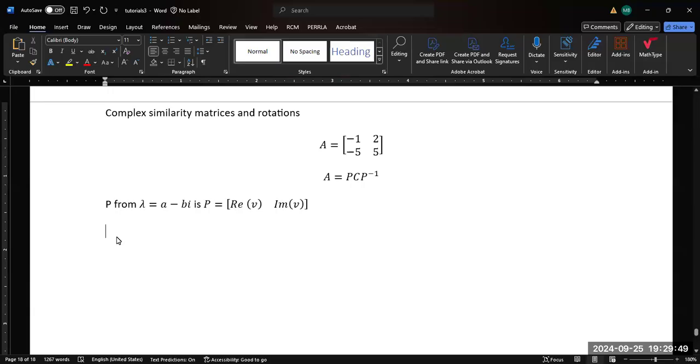All right, so in this video, we're going to be talking about complex similarity transformations that will turn your matrix into a rotation matrix. Not all matrices are diagonalizable, and one situation that can happen to make your matrix not diagonalizable in the real matrix space is when your eigenvalues are complex and not real.